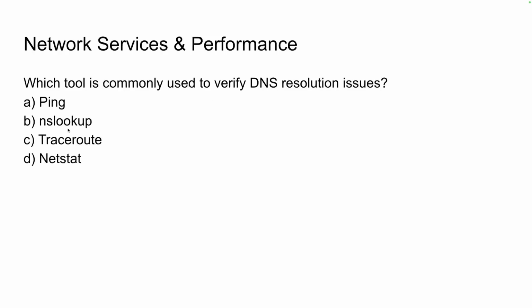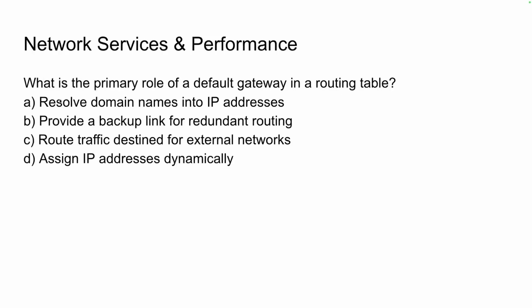So DNS resolution is commonly for NS lookup. What is the primary role of a default gateway in a routing table? To resolve domain names? No. To provide a backup link for redundant routing? No. To route traffic destined for external networks, to assign IP addresses dynamically. So this is DHCP. Backup link is redundant routing. So this is not a primary role of the default gateway.